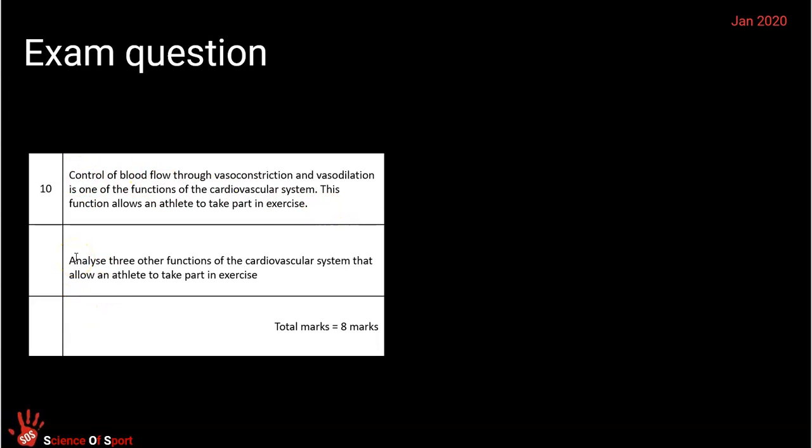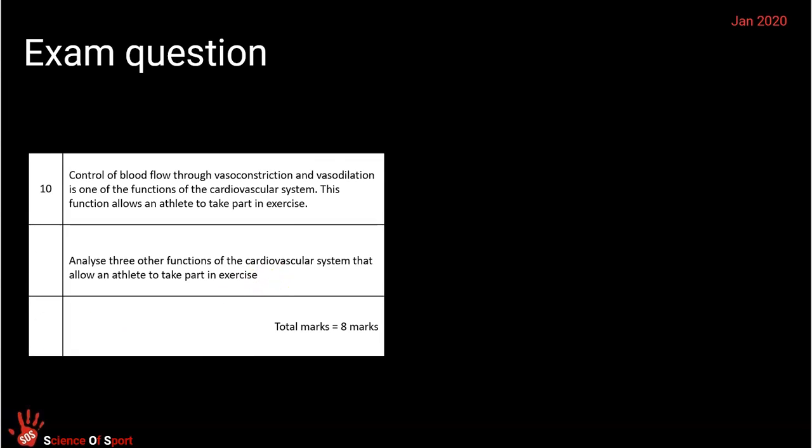But what they want you to tell them is, okay, analyse. So it wants a degree of analysis, 3 other functions. If you only talk about 1 or 2, you're going to lose a fraction of your marks. So analyse 3 other functions of the CV system that allow an athlete to take part in exercise. Now please note that the question isn't what are the 3 other functions, it's analyse those other functions and how they allow athletes to exercise. So you've got to relate each of the functions you choose to participation in exercise to access the top marks.